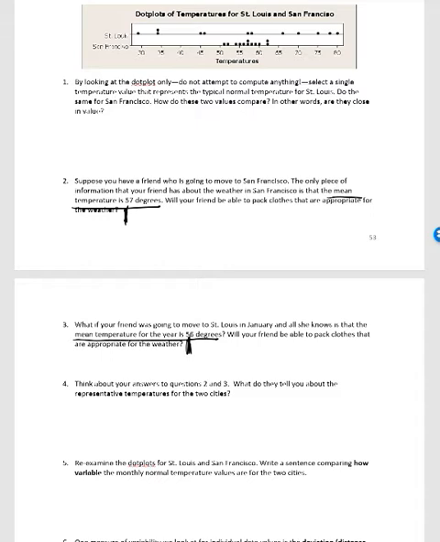So when I say variable, again, I'm just talking about differences. Vary, something that varies. So looking at this dot plot, how would you describe how much the temperatures for St. Louis vary compared to how much the temperatures for San Francisco vary? Try to write a sentence that compares those two.